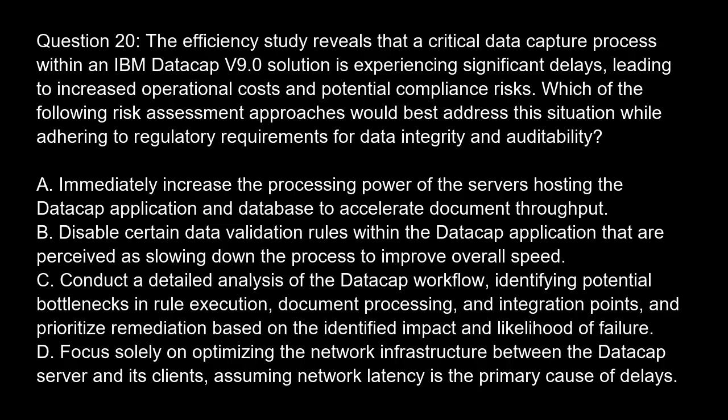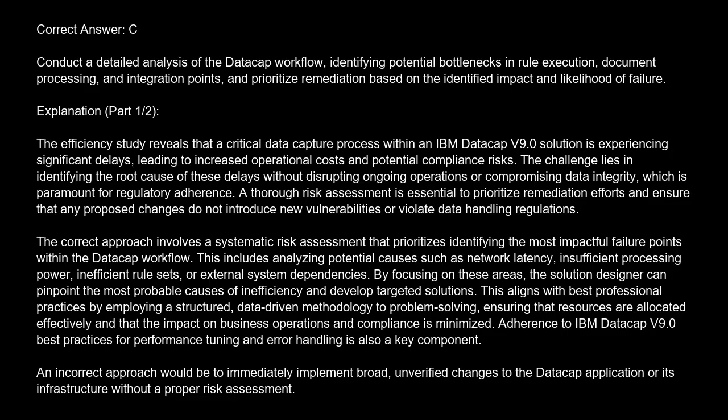Option C. Conduct a detailed analysis of the Datacap workflow, identifying potential bottlenecks in rule execution, document processing, and integration points, and prioritize remediation based on the identified impact and likelihood of failure. Option D. Focus solely on optimizing the network infrastructure between the Datacap server and its clients, assuming network latency is the primary cause of delays. The correct answer is C. Conduct a detailed analysis of the Datacap workflow, identifying potential bottlenecks in rule execution, document processing, and integration points, and prioritize remediation based on the identified impact and likelihood of failure.